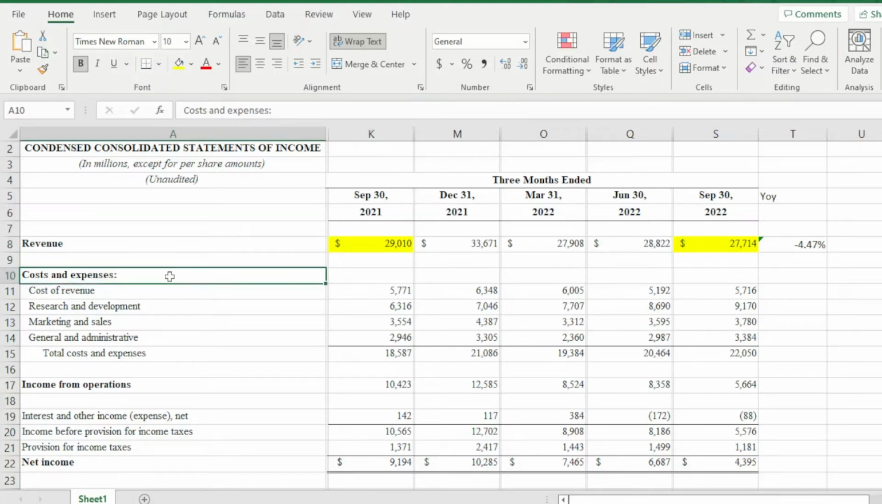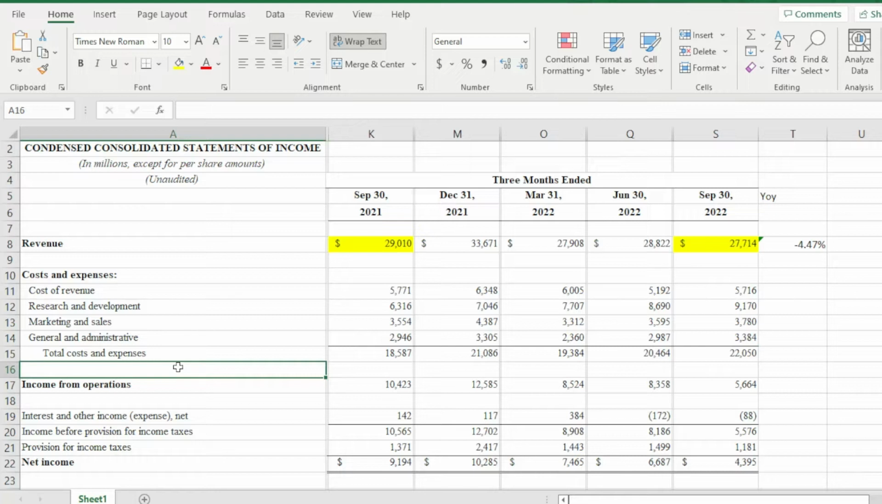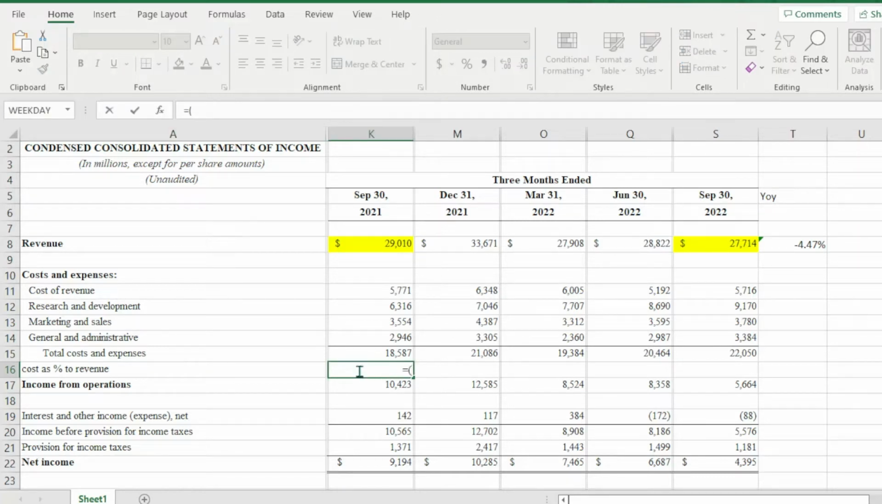And now we're going to look at cost and expense. So they break it down into cost of revenue, R&D, marketing and sales, general and administrative, and then they give us the total cost and expense. Now we could create this new line item. Let's call it cost as a percentage to revenue. There we go. So this is what we're going to do. We're going to do the equal parentheses. Now we're going to get our total cost right here. We're going to divide that by the revenue number. Close those parentheses and click enter.